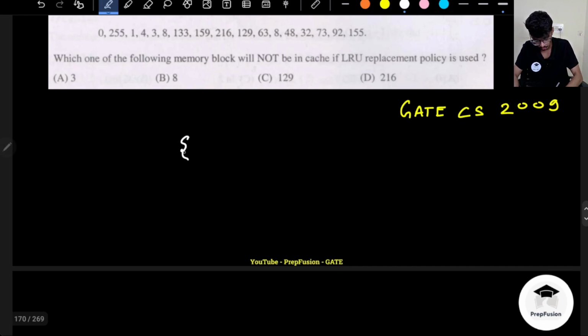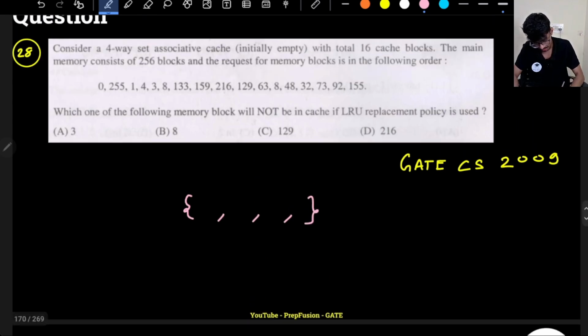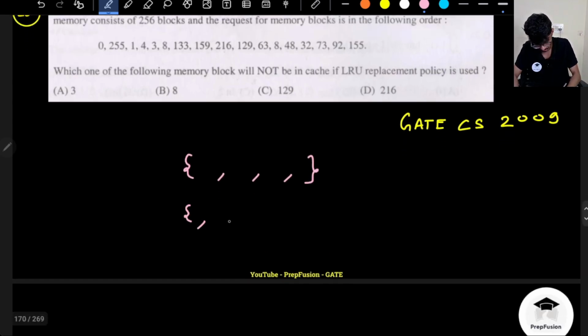So what you do is you just put curly brackets, and you keep on writing the sets. So I'll have 4 sets. Initially these are my 4 sets.